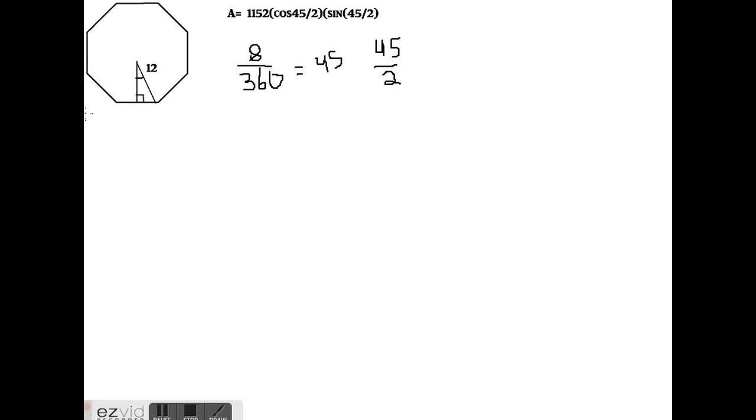So sine 45 over 2 equals opposite over hypotenuse. Opposite is x, hypotenuse is 12. Then we multiply by 12, and the 1 cancels that out. So then we get sine 45 over 2 times 12.